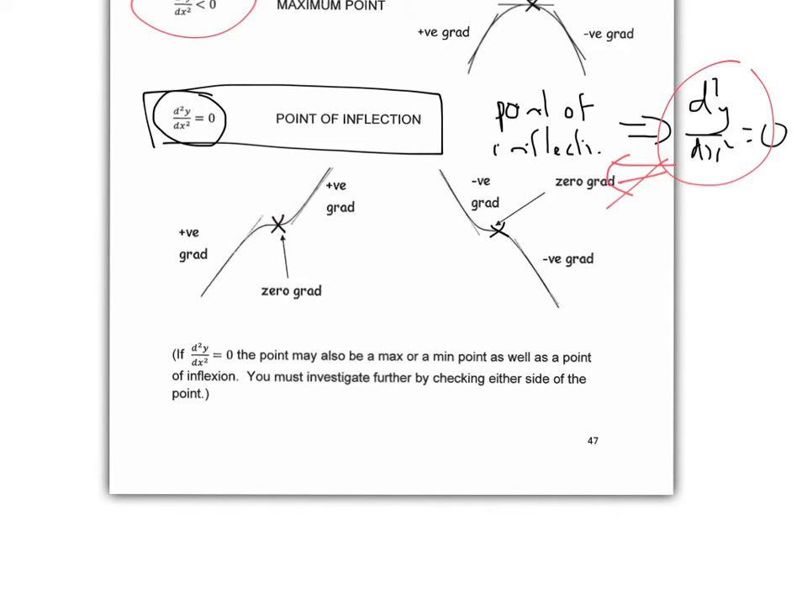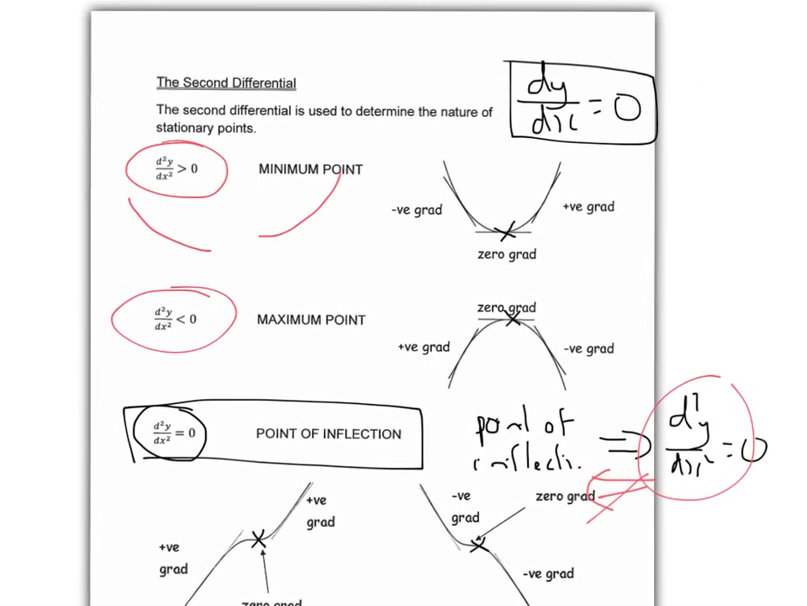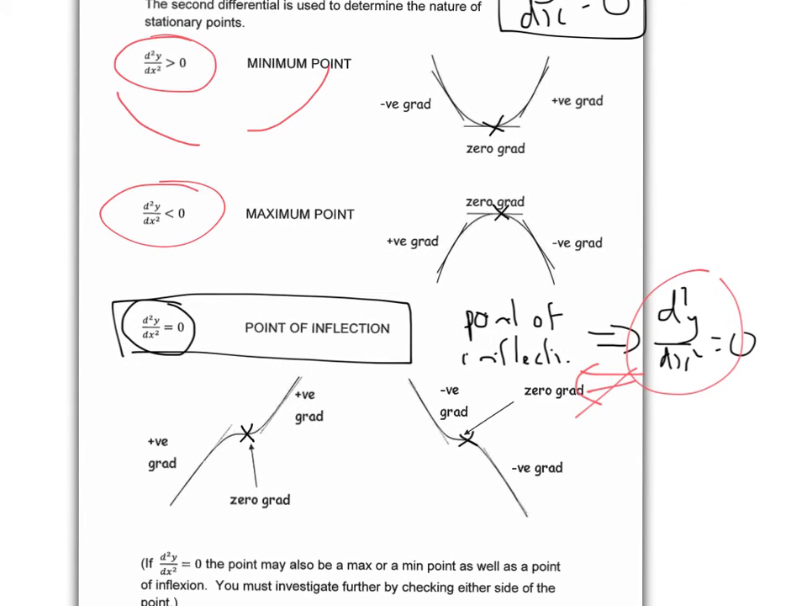In this case, if I plug in a value just before and get a gradient which is positive, that means it's going up. If I plug in a value afterwards and get a gradient which is positive again, then it must be a point of inflection. Maximums and minimums don't do that. You don't get a positive gradient before and after a maximum or a minimum. That means it's a point of inflection. Similarly, if you get a negative gradient just before and a negative gradient just afterwards, you're talking about a point of inflection as well.